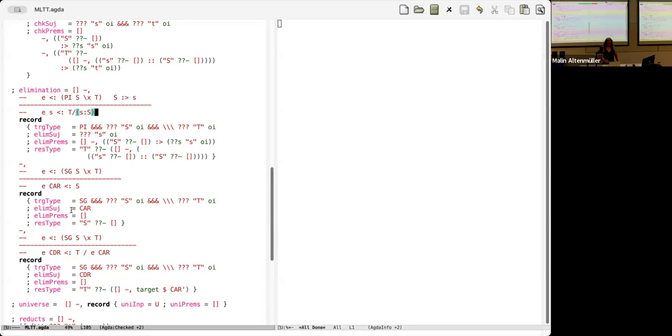So in particular, you can read this as: under this lambda, T is allowed to depend on the variable being bound by this lambda. So yeah, OI means all the things in scope. So here, this is none of the things in scope. And here, it's one of the things in scope.